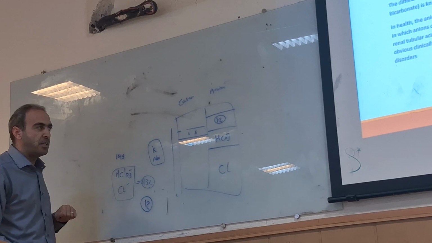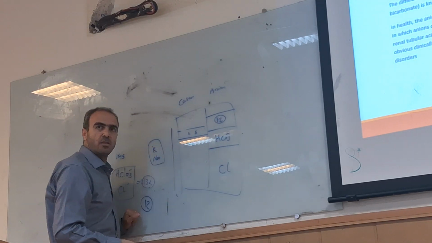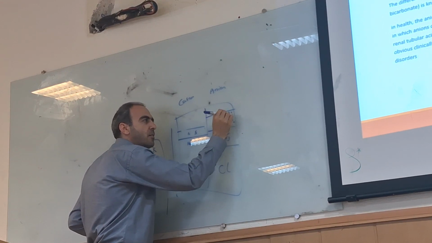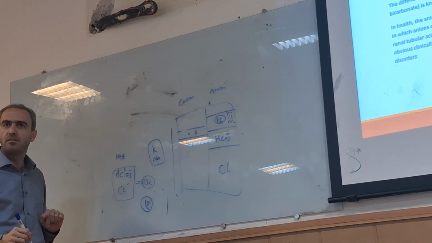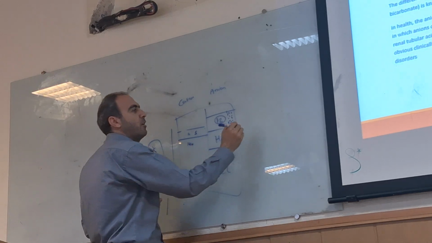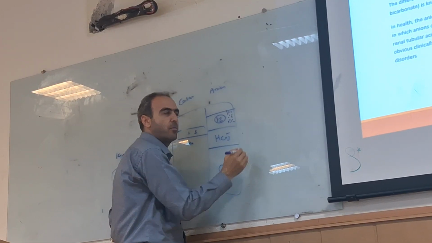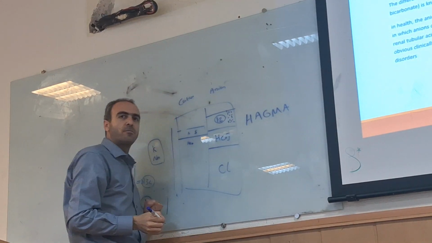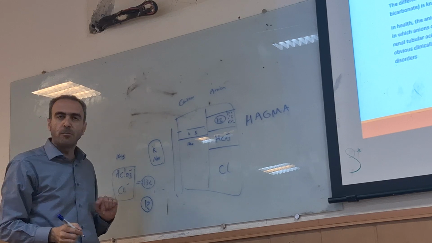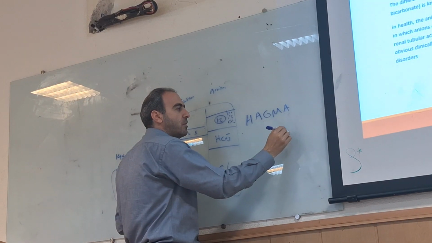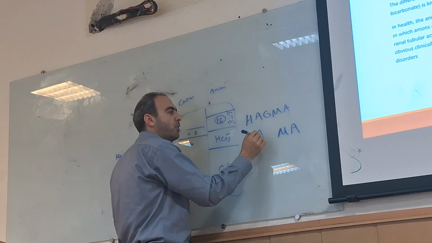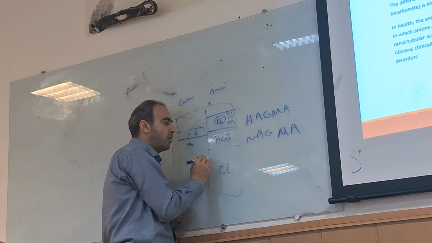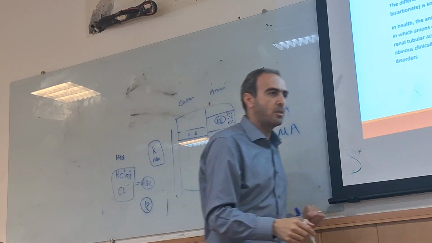When we have a metabolic acidosis, we have an increase in these acids. And we call it metabolic acidosis with high anion gap, high anion gap metabolic acidosis. Sometimes we have a metabolic acidosis with normal anion gap. Why is it normal? Because chloride is increased. I will talk about it in the next slide.